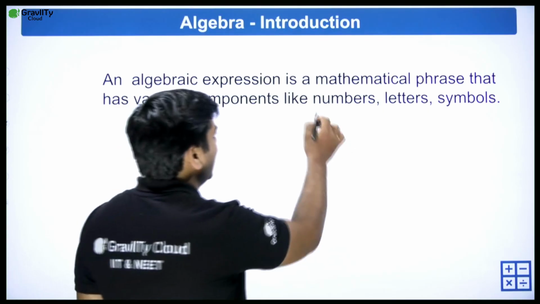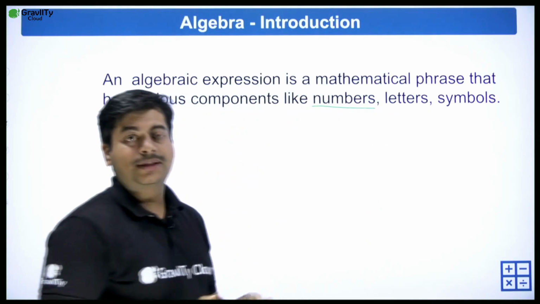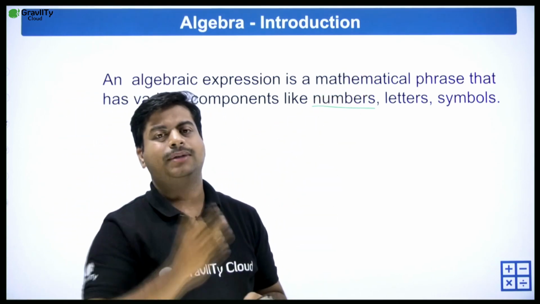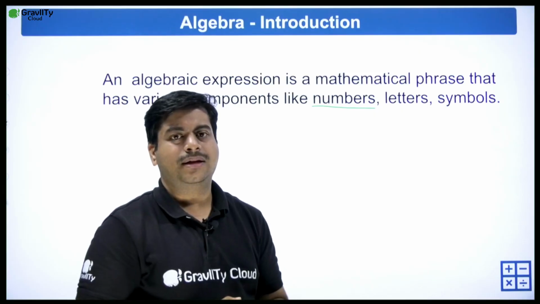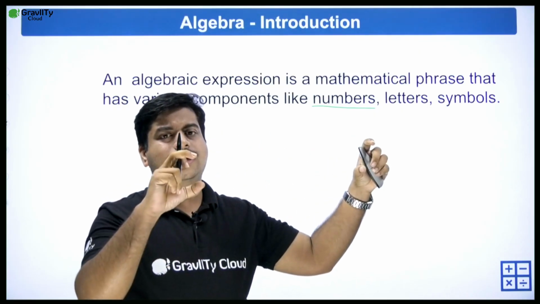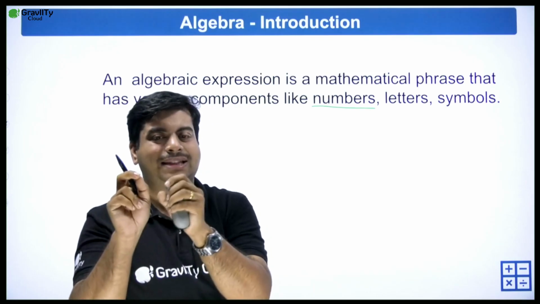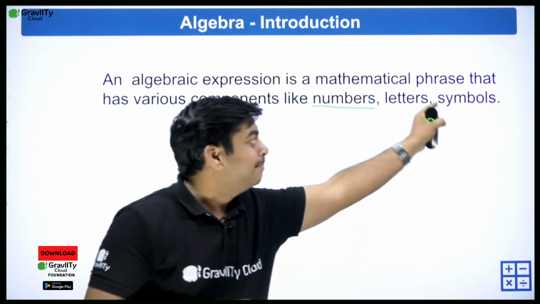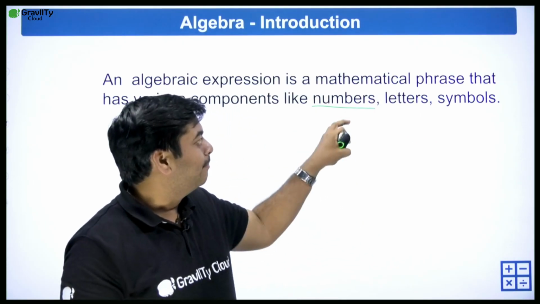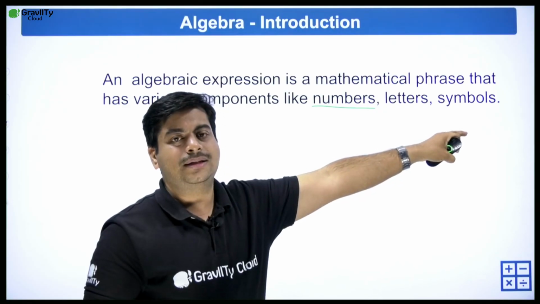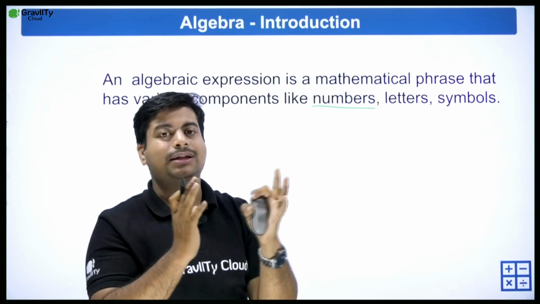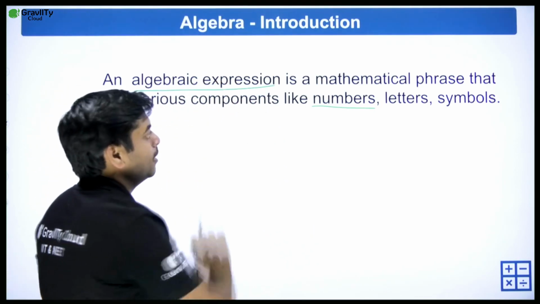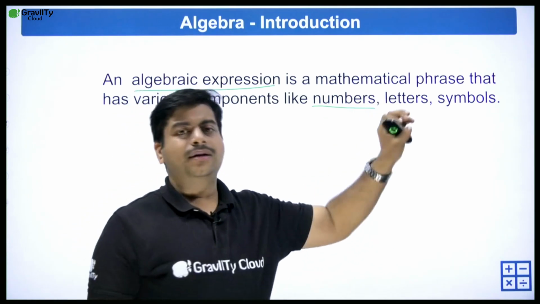An algebraic expression is a mathematical phrase that has various components like numbers. Yes, we have numbers. I just told you an example, right? You can buy 5 chocolates. 5 is a number. Letters: instead of writing the complete chocolate, I represented that with X. Symbols. Numbers, letters, symbols, all these things joined together, we say algebraic expression.